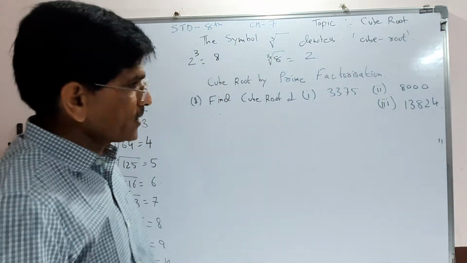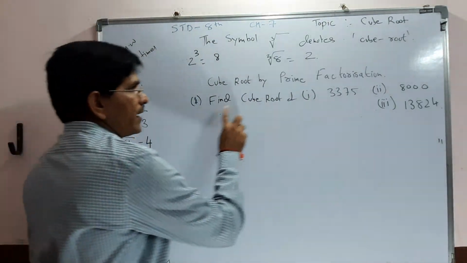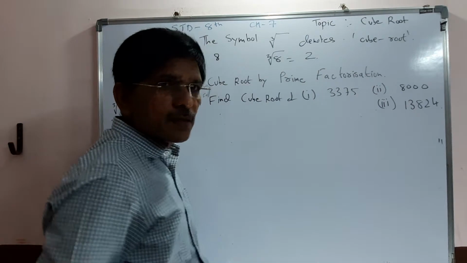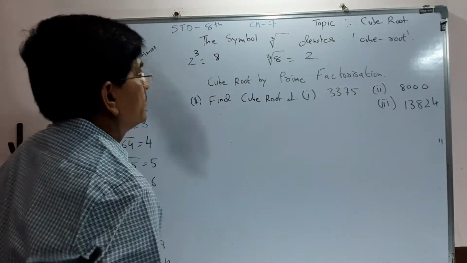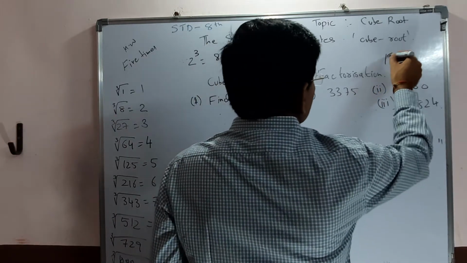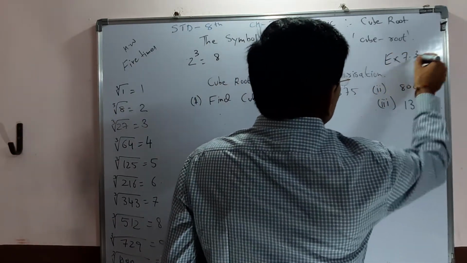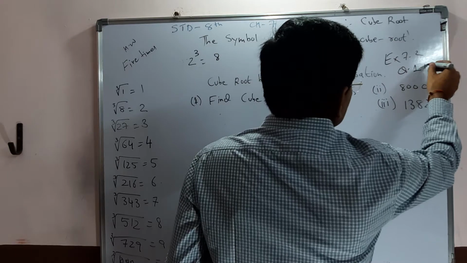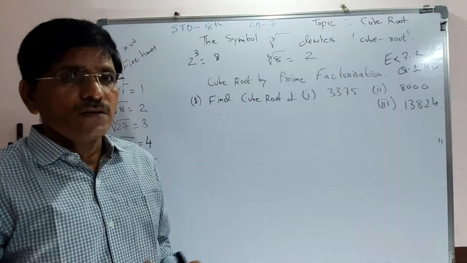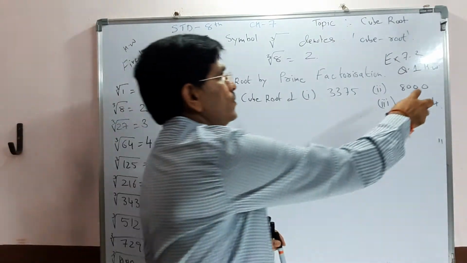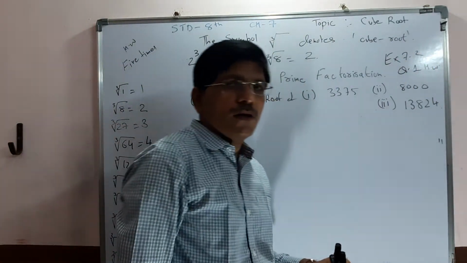Exercise 7.2, question number 1. Topic is find the cube root by prime factorization method. I am explaining 3 and you have to complete your exercise. That is your homework. When you visualize this, always remember that you have to do this homework in your rough book.